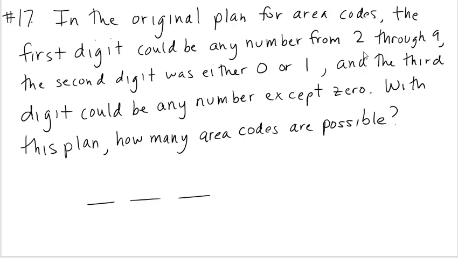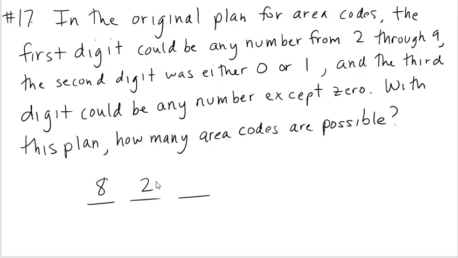The number of digits from 2 to 9 is not 7. You can't just subtract those. If you go ahead and count them out, you'll see that there are actually 8 numbers from 2 through 9. 2, 3, 4, 5, 6, 7, 8, 9 is 8 digits, not 7. You can't just subtract. When you subtract, it leaves out one of the edges. So there are 8 options for the first digit. The second digit was either a 0 or a 1, so that's 2 options.